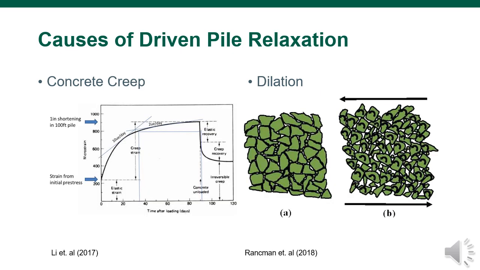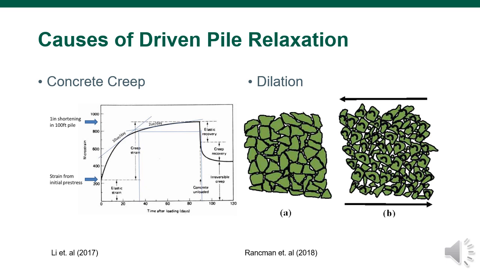So the first thing we need to know when looking at driven pile relaxation is how does it happen? We know that we don't want it, but there might be some easy explanations for why it occurs. There are two primary methods of pile relaxation that we've observed. The first is concrete creep. The literature shows that it can be prevalent and typically it happens in younger piles.